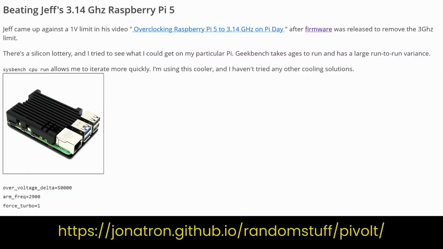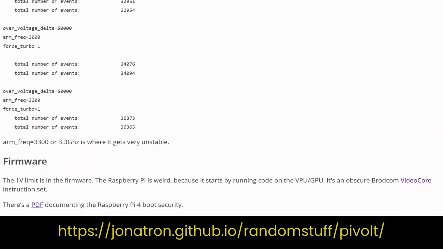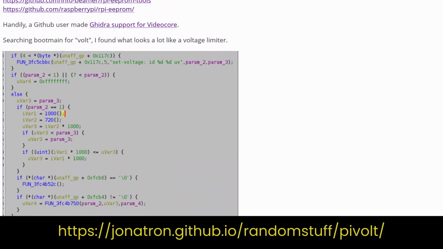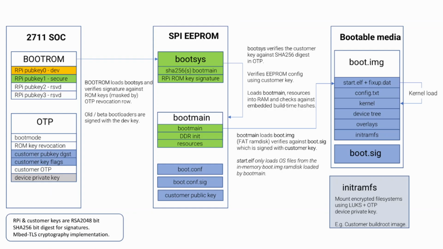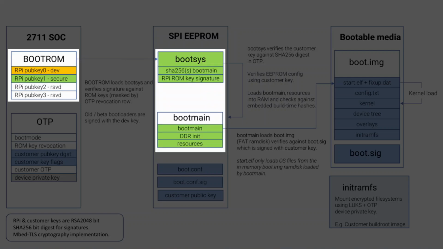A Raspberry Pi community member by the name of Jonathan explains this very well in a blog post titled Beating Jeff's 3.14 GHz Raspberry Pi 5. To make a long story short, the first 3 boot stages of the Raspberry Pi include boot ROM, boot sys, and boot main. Boot ROM is the on-chip code that holds the secure keys. If secure mode is enabled, it will verify the signatures of the second stage bootloaders, boot sys and boot main.